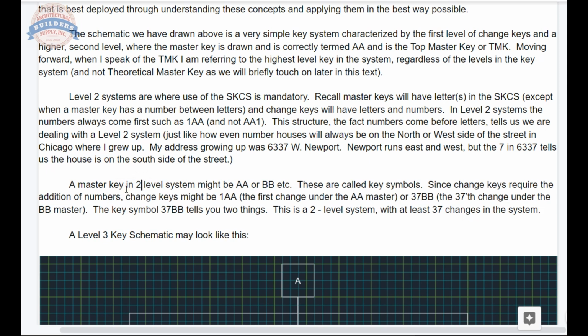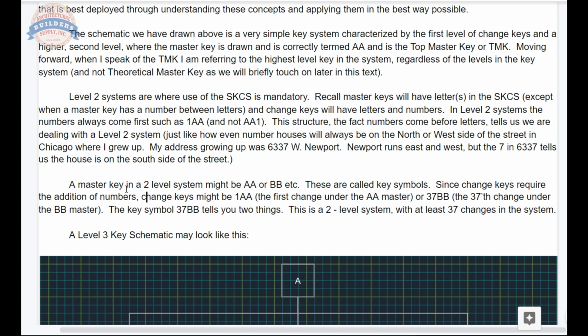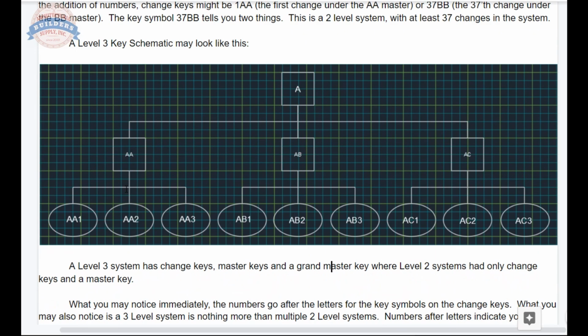A master key in a 2-level system might be AA or BB. These are called key symbols. Since change keys require the addition of numbers, the change keys might be 1AA, the first change under the AA master, or 37BB, the 37th change under the BB master. The key symbol 37BB tells you a couple of things. It's a 2-level system because you have numbers then letters, and that there will be at least 37 changes in the system. A 3-level schematic will look like this.